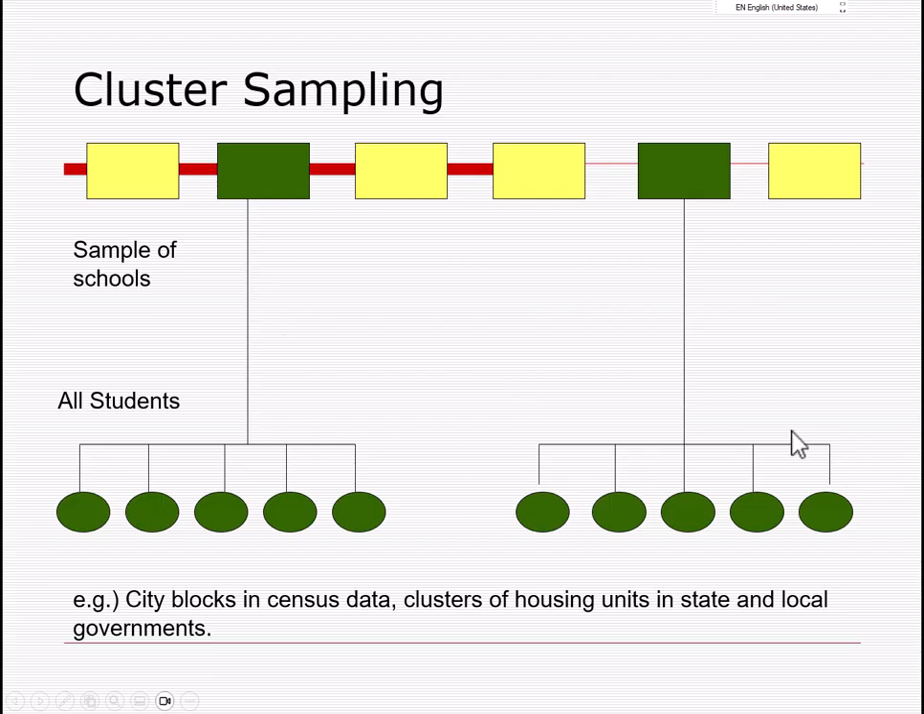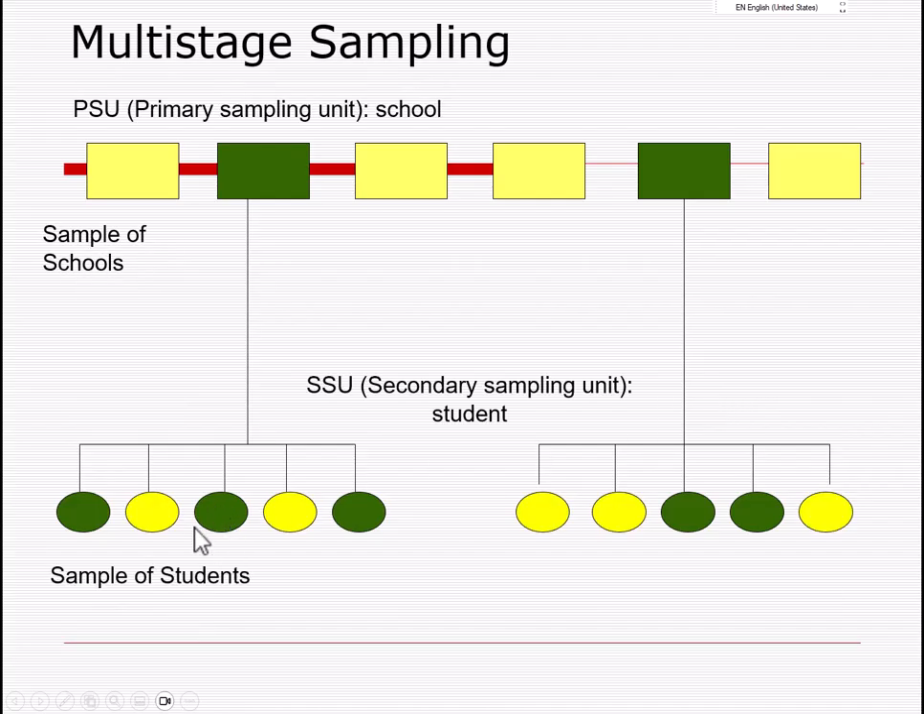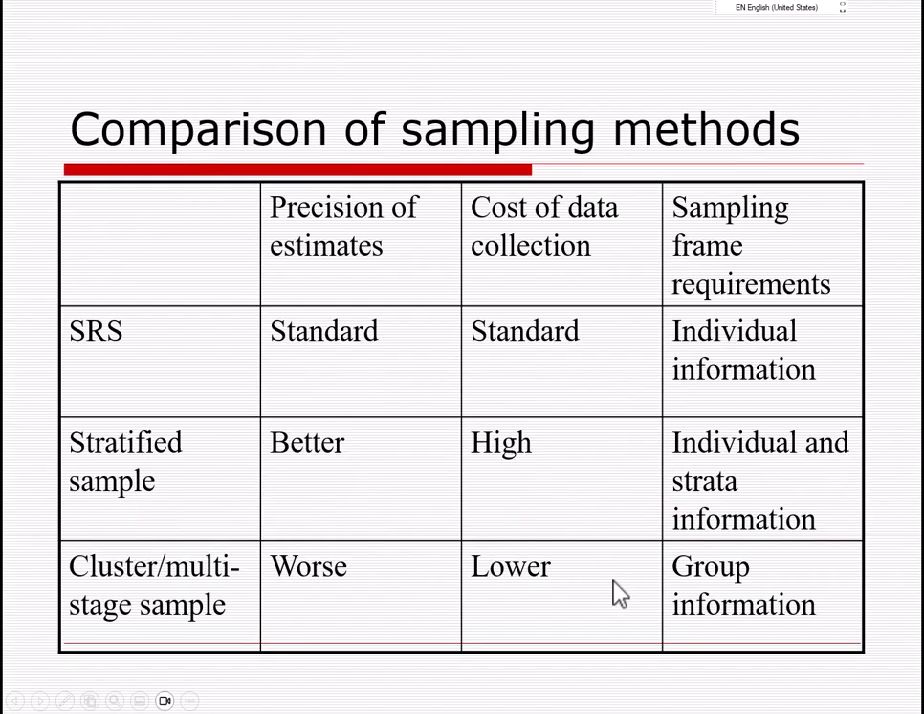This is a diagram just illustrating cluster sampling. Note that within clusters, all individuals are sampled, as compared to multi-stage sampling, where you have the primary sampling unit, which is schools, so some schools are sampled, and then the secondary sampling unit, where just some students are sampled within schools.